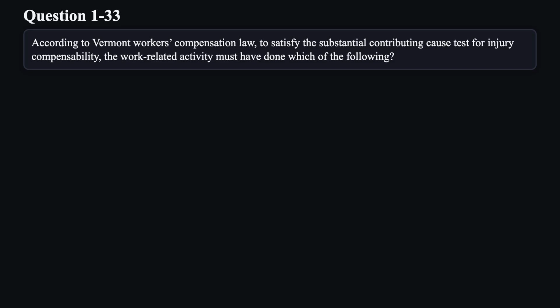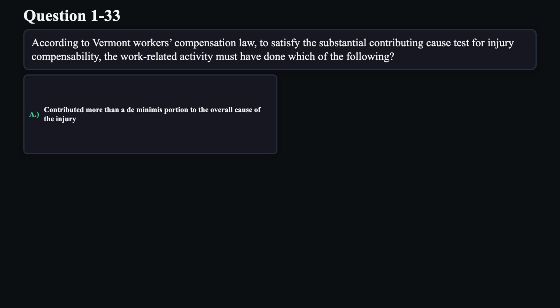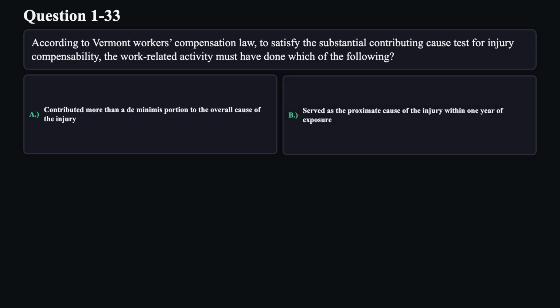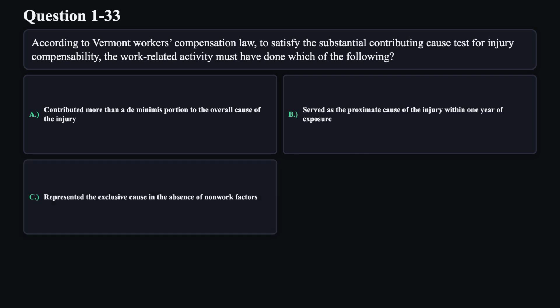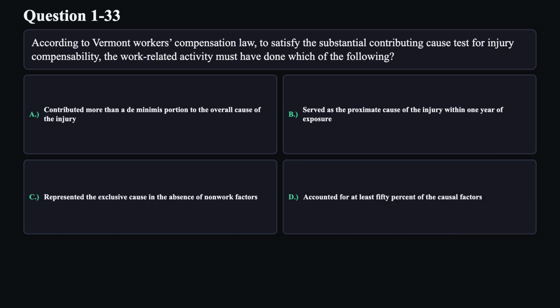Question 33. According to Vermont workers' compensation law, to satisfy the substantial contributing cause test for injury compensability, the work-related activity must have done which of the following? A. Contributed more than a de minimis portion to the overall cause of the injury. B. Served as the proximate cause of the injury within 1 year of exposure. C. Represented the exclusive cause in the absence of non-work factors. D. Accounted for at least 50% of the causal factors.